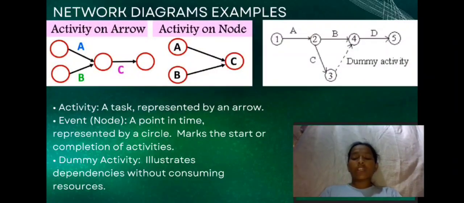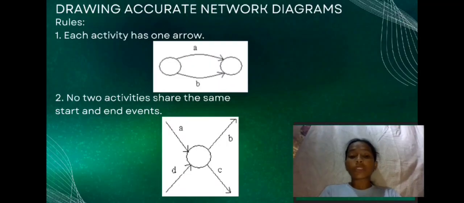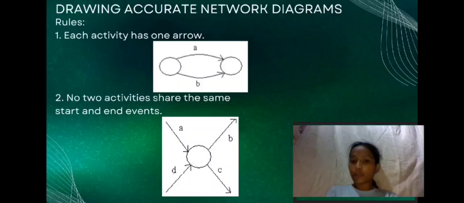Now, drawing accurate network diagrams. These are visual tools used in project management to show the sequence of activities and how they are dependent on each other. There are two important rules when creating them. Rule number 1: each activity must be represented by one arrow only. This arrow shows the direction of work from a starting point to an end point. Rule number 2: no two activities should share both the same starting and ending point.